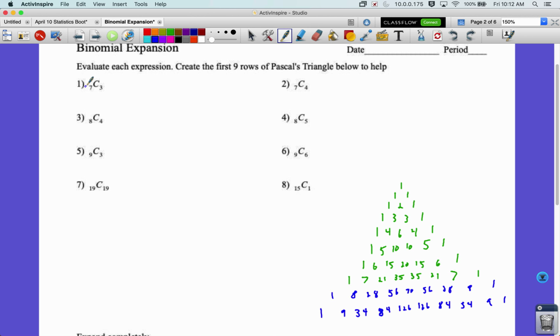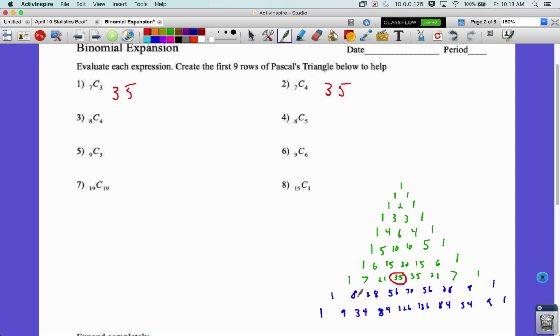All right, 7C3. So I go to the row with the 7, and it's not the third number in, it's the third term, counting starting from 0. So 0, 1, 2, 3, I pick this 35 right here. So 7C3 is 35, and I'm just going to check that on my calculator real quick. So 7 nCr 3, and I do get a 35. 7C4, so that would be the number right next door. That's another 35.